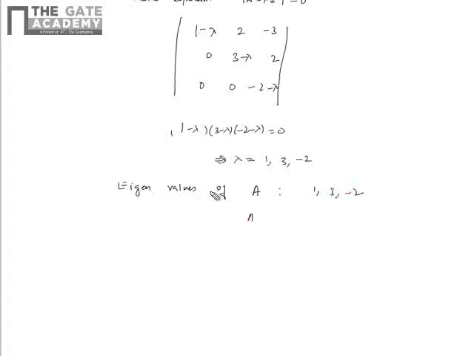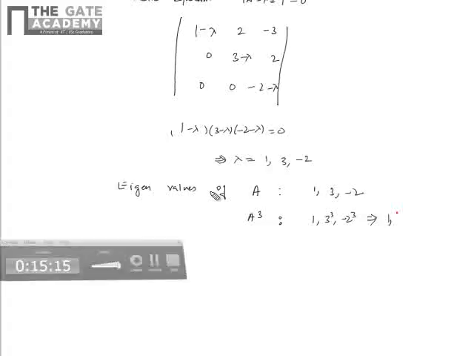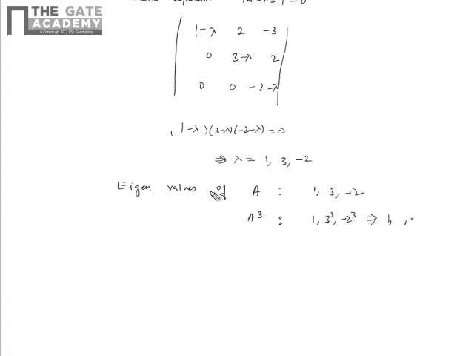Now, the eigenvalues of A cube will be what? A cube will be basically the cube of each, so 1, 3 cube, minus 2 cube, which implies 1, 27, minus 2 whole cube. Remember, this is minus 2 whole cube, so 1, 27, minus 8. And the eigenvalues of A square will be the square of each, which implies 1, 9, 4. And the eigenvalues of I are nothing but its diagonal terms, which are 1, 1, 1.